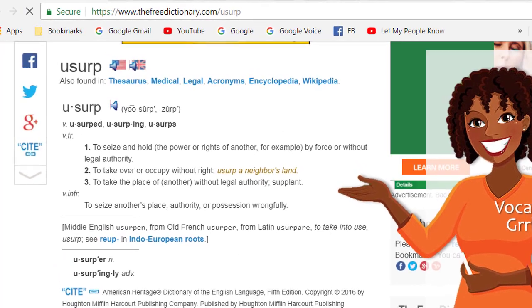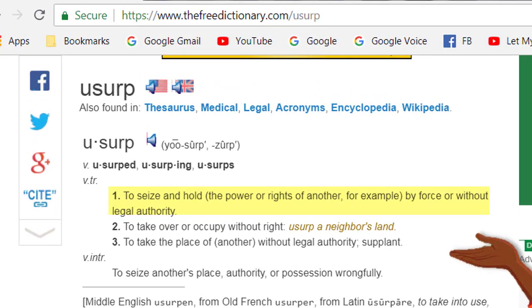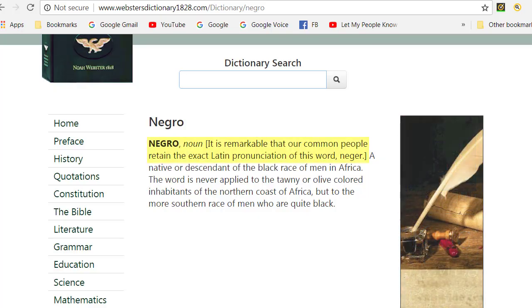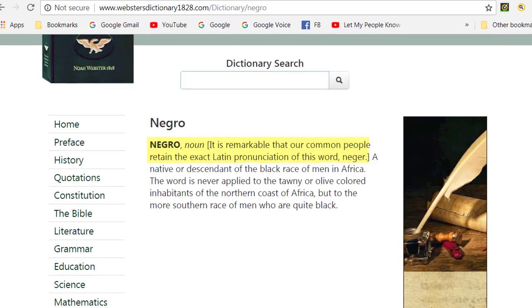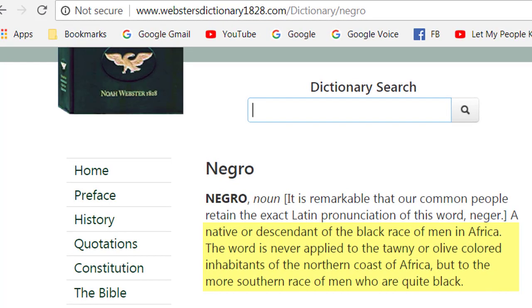According to the freedictionary.com, usurp means to seize and hold the power or rights of another, for example, by force or without legal authority. To take over or occupy without right, and to take the place of another without legal authority. Earlier, we examined Webster's commentary on the word Negro. Now let's examine his definition. So the definition reads, a native or descendant of the black race of men in Africa. The word is never applied to the tawny or olive-colored inhabitants of the northern coast of Africa, but to the more southern race of men who are quite black.